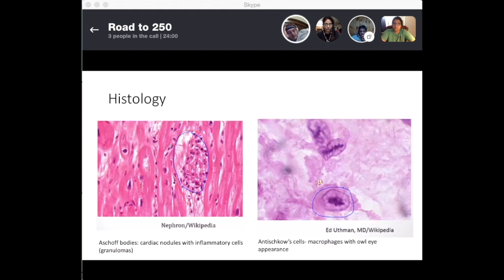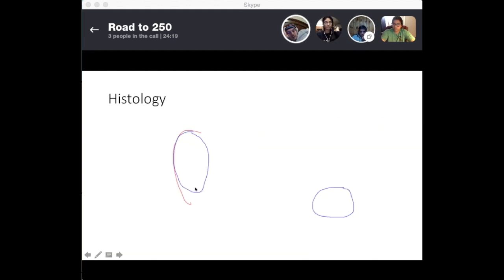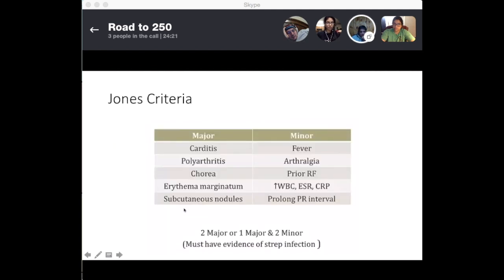I see. Okay, so that makes sense. Yeah, there's a bunch of these guys in here that makes this Aschoff body. A bunch of the macrophages together make that. Okay, that makes sense if it's a granuloma. Macrophages make up granulomas. Yep. So any questions about this? Oh, that makes sense. Go back here.